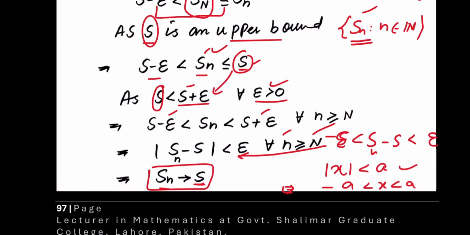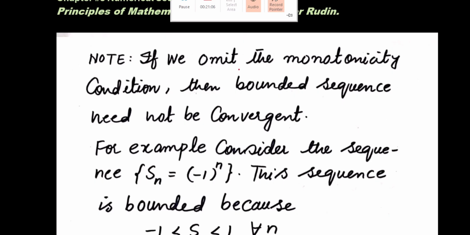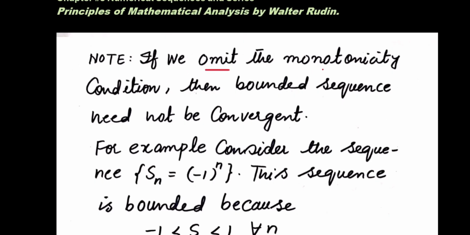Now, regarding this theorem, I have some important facts that you must note. If we omit the monotonicity condition, that is, if we ignore the condition of increasing or decreasing, then a bounded sequence need not be convergent. And sometimes in your exam, it can be asked to show that the converse of the theorem is not true. So when you omit the condition of monotonicity, a bounded sequence need not be convergent.